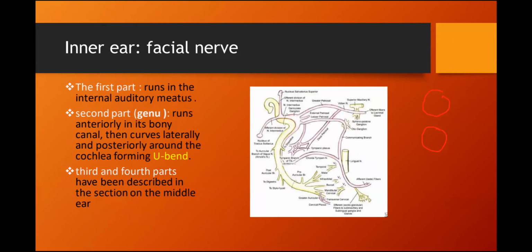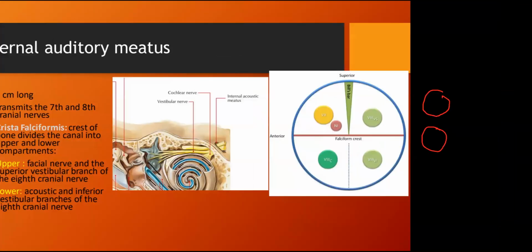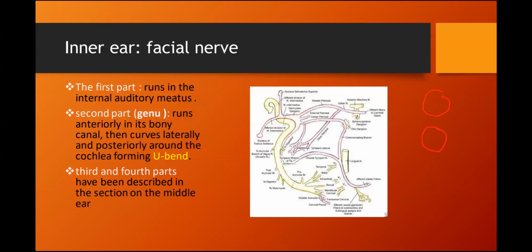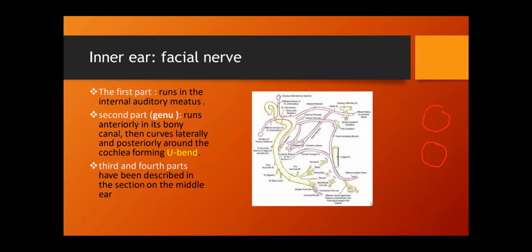The facial nerve has 4 parts. The first part passes through the internal auditory meatus. The second part is an important part. It goes anteriorly, then laterally, then posteriorly. It turns around the cochlea, forming a U-bend. This U-bend is called the geniculate ganglion. And then the third and fourth parts go in the facial canal, as we said, in the middle ear, as we are talking about the middle ear.